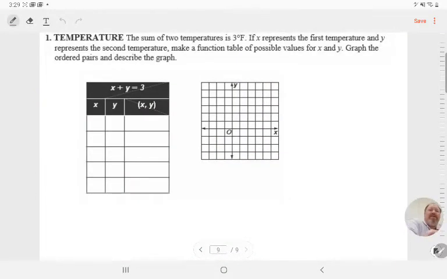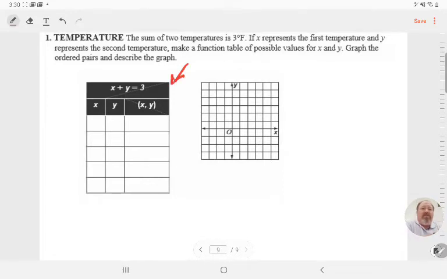So let's look at an example here that you need to pause the video, try this on your own, and when you're done, come back and see how you did. Okay? All right. So the sum of two temperatures is 3 degrees. So the sum, so that's two temperatures adding together, is 3 degrees. If x represents the first temperature and y represents the second temperature, make a function table of possible values of x and y. Graph the ordered pairs and describe the graph.